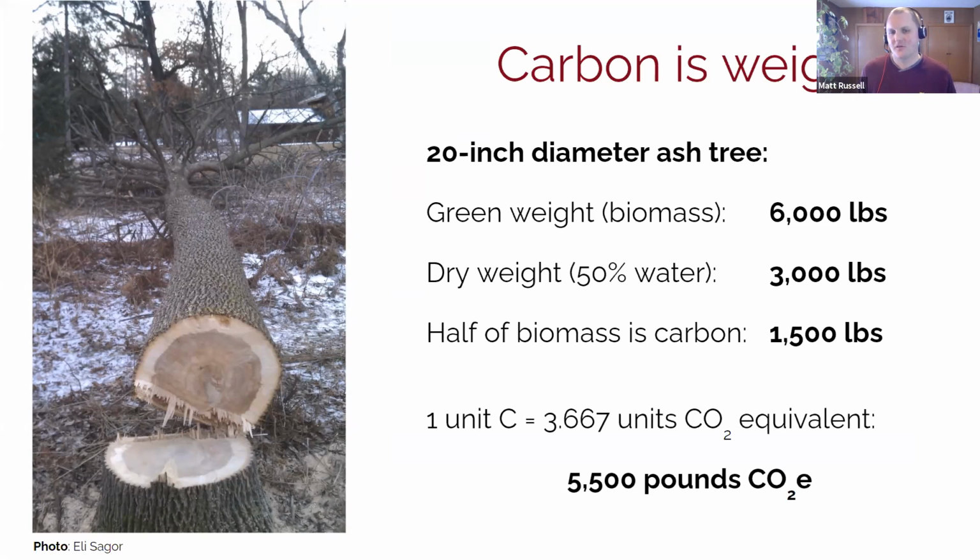And so there's a conversion for that. 1 unit of carbon is about 3.6 units of CO2 equivalent. And so this represents about 5,500 pounds of CO2 equivalent that's been sequestered in that tree. And so this is a typical way that we use to eventually find out how much carbon is, say, stored across the United States in our trees.